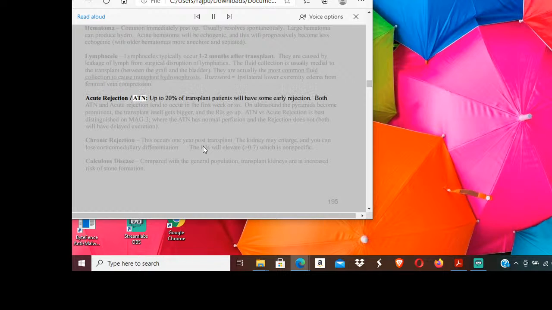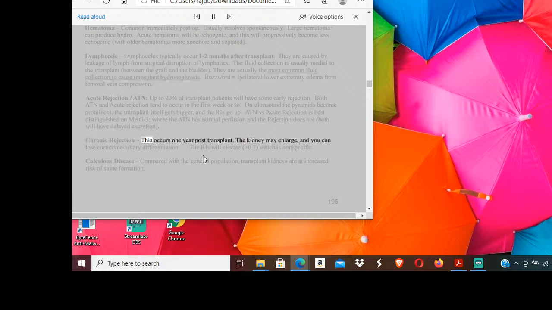Acute rejection and ATN. Up to 20% of transplant patients will have some early rejection. Both ATN and acute rejection tend to occur in the first week or so. On ultrasound, the pyramids become prominent, the transplant itself gets bigger, and the RIs go up. ATN versus acute rejection is best distinguished on MAG3, where the ATN has normal perfusion, and the rejection does not. Both will have delayed excretion.